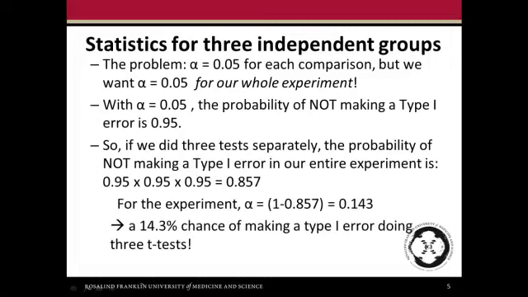So for a whole experiment, alpha would be 1 minus 0.857, which would equal 0.143, and that would mean that there would be a 14.3% chance of making a type 1 error by doing three t-tests in order to analyze this data. And ANOVA keeps the whole experiment-wise alpha at 0.05, and that's what we want to be doing.